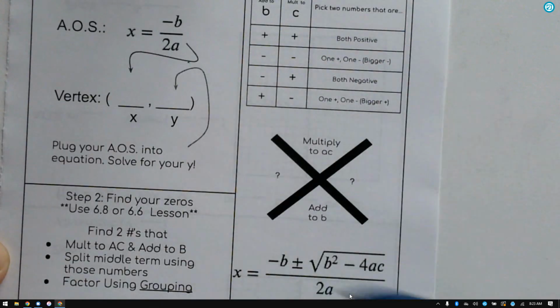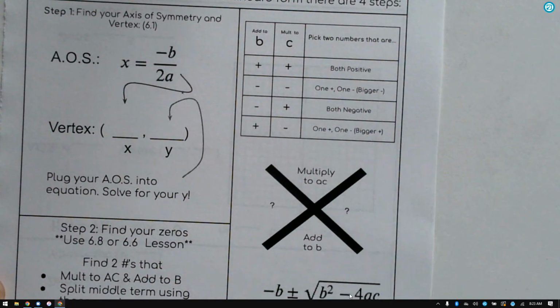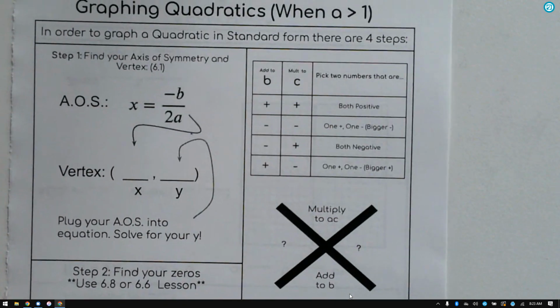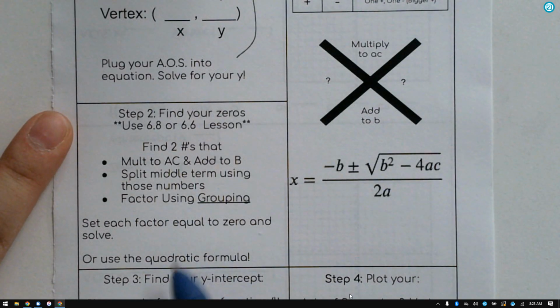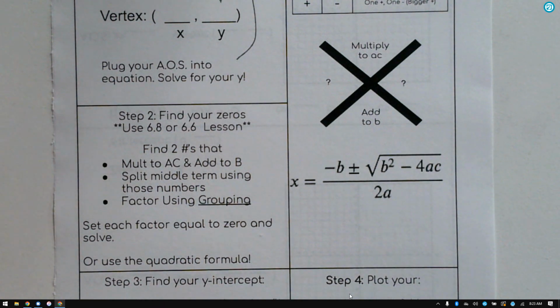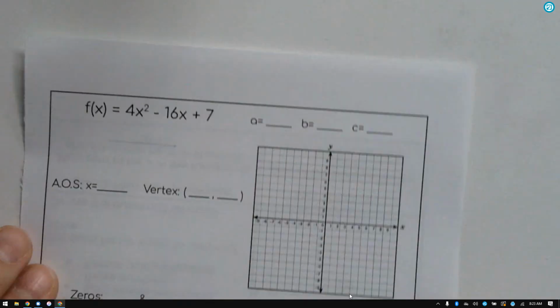This is just all of our extra reminders. I put the quadratic formula on here. I put your magic X on here. I put your table of positives and negatives on here. All that jazz. So we've got 2 examples on the back. Because we have 2 options, we can factor or use the quadratic formula. We're going to do one example one way and one example the other way. So go ahead and flip this over. We've got 2 examples.